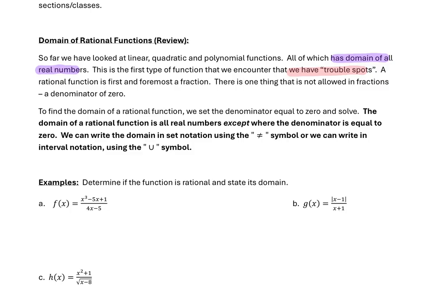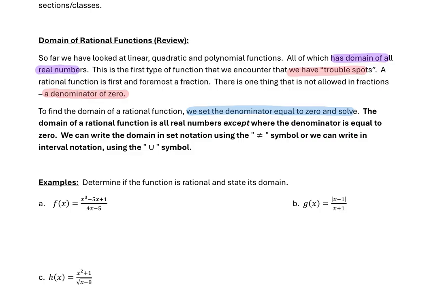The first thing to remember is a rational function is first and foremost a fraction, it's division, and there's one thing that we are not allowed to have in terms of fraction or division, and that is we're never allowed to divide by 0. We are never allowed to have a denominator of 0. Now, we've looked at this in previous courses, and so to find the domain of a rational function, we want to set the denominator equal to 0 and solve.